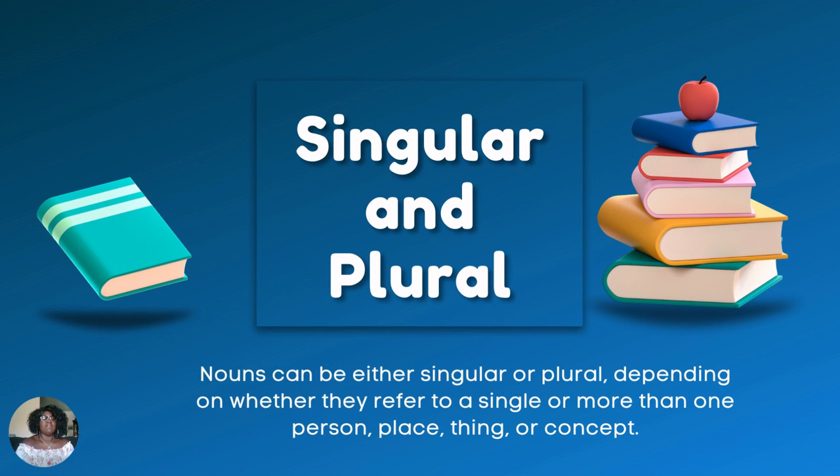Now we're going to learn specifically the difference between a singular and plural noun. Nouns can be either singular or plural, depending on whether they refer to a single or more than one person, place, thing, or concept. If a noun refers to one thing, it is a singular noun. If a noun refers to two or more things, it is a plural noun. Next slide.